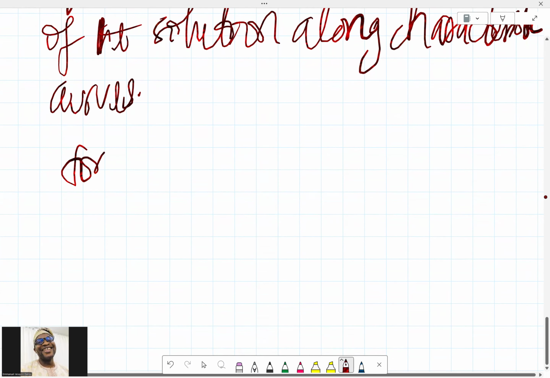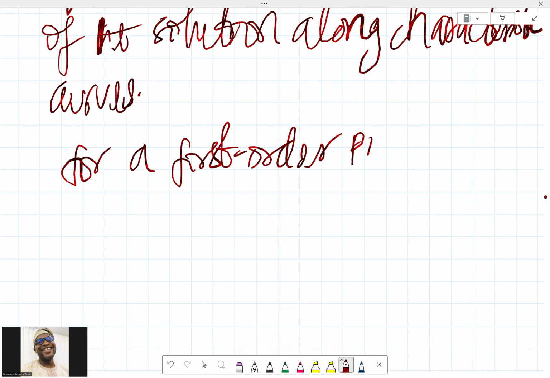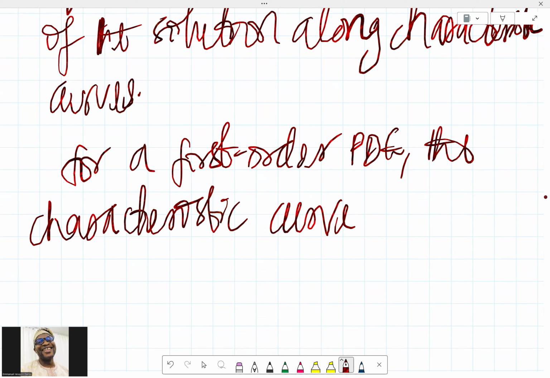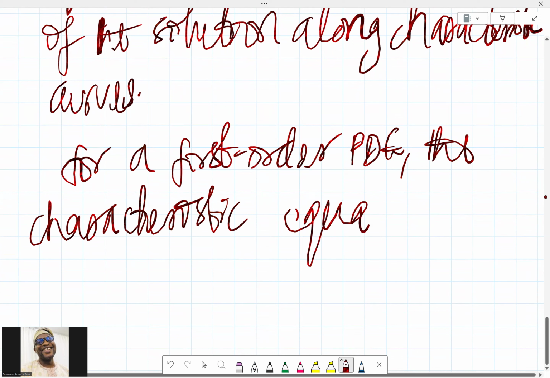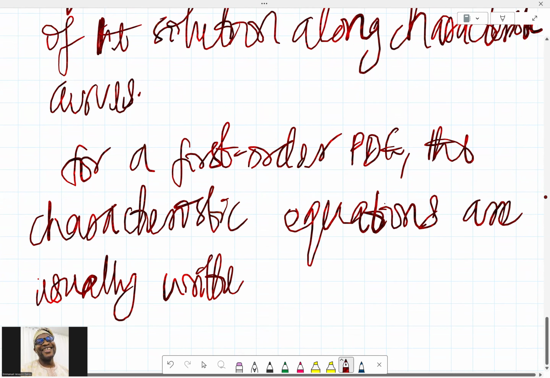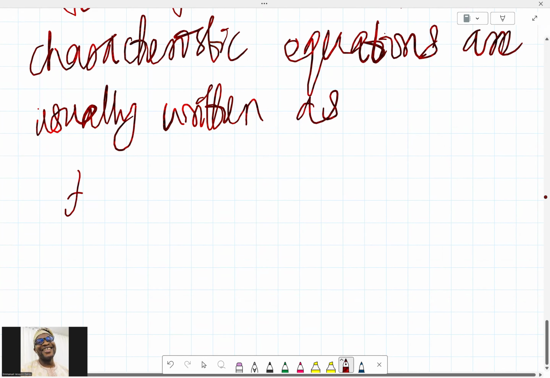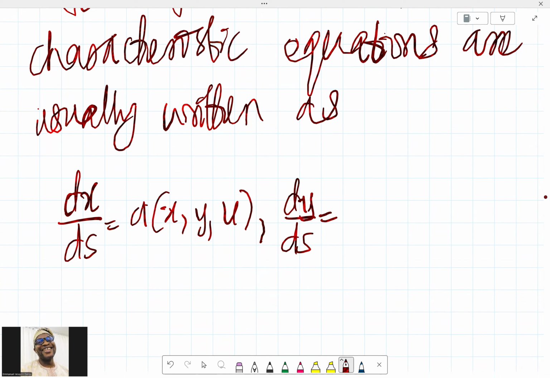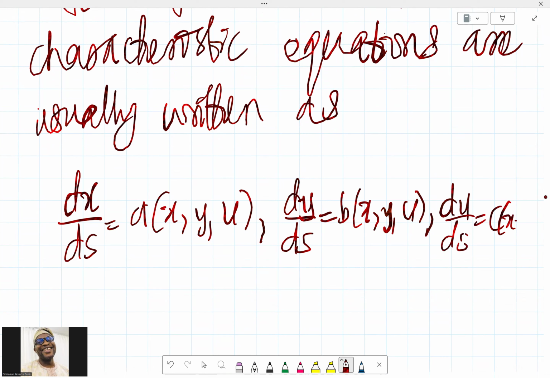For a first order PDE, the characteristic equations are usually written as follows. Since you're translating partial differential equations into ordinary differential equations, you have dx/ds equal to a of x, y, u. Then dy/ds is b of x, y, u, while du/ds is c of x, y, u.